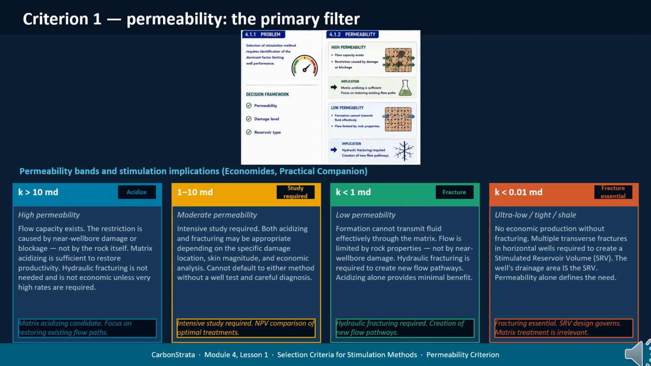Now low permeability. The formation cannot transmit fluid effectively. Even with zero damage, production remains low. Acidizing does not solve this, because it does not change the rock. Hydraulic fracturing is required. Now ultra-low permeability. Without fracturing, there is no economic production. This is a hard boundary. So permeability answers the first question: do you restore flow, or do you create it?